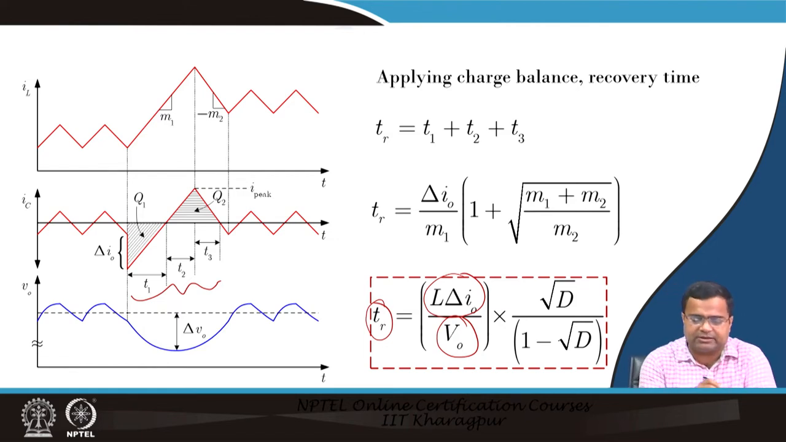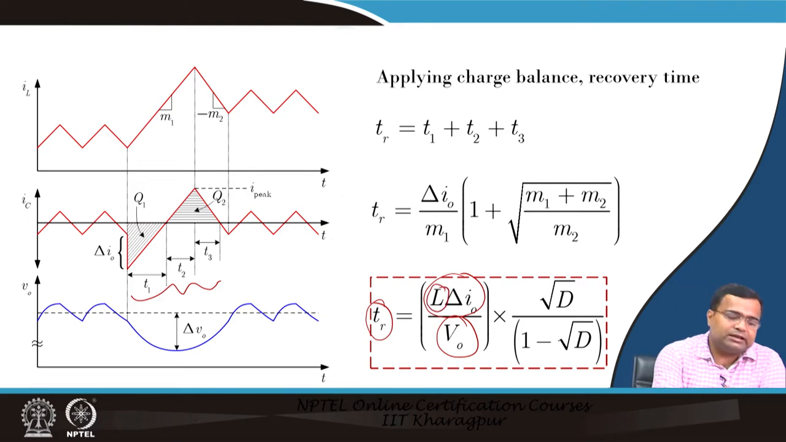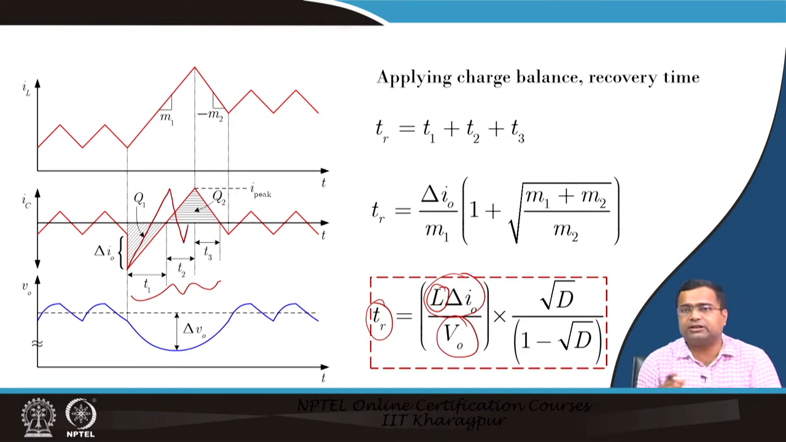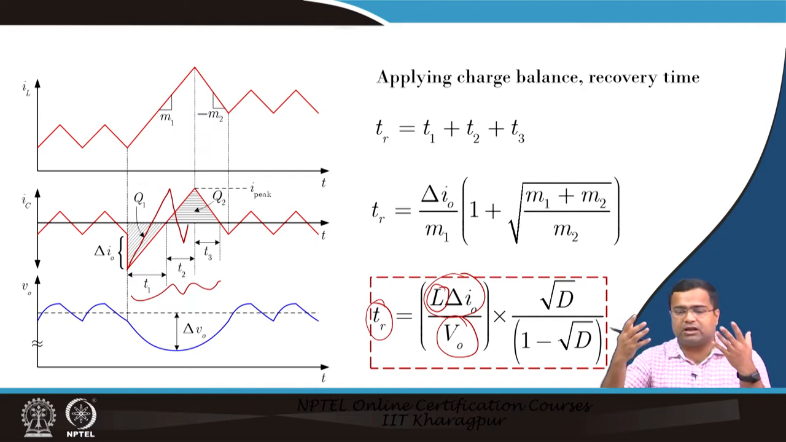So, from here it is clear that for the given duty ratio, given output voltage and given load step size, the recovery time can be decreased by reducing the inductor value. That means, if we reduce the inductor value, it will recover faster. As a result, you will get faster recovery, but a smaller inductor will lead to larger current ripple and that may increase the conduction loss. So, that is the penalty.